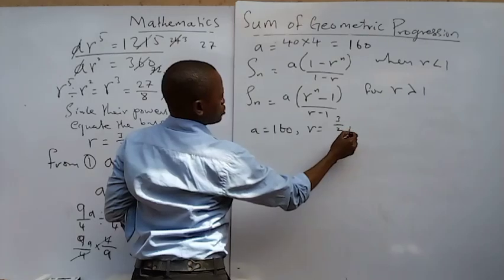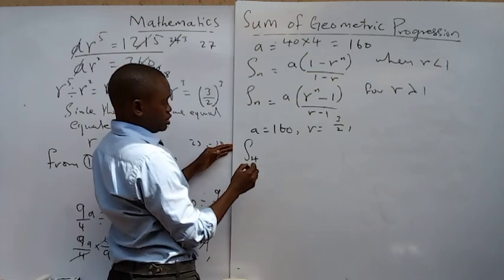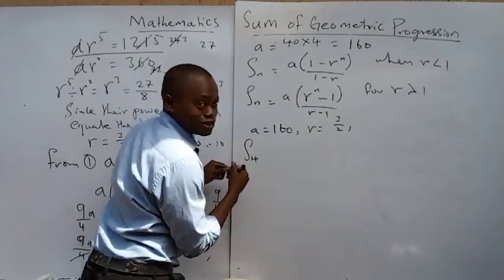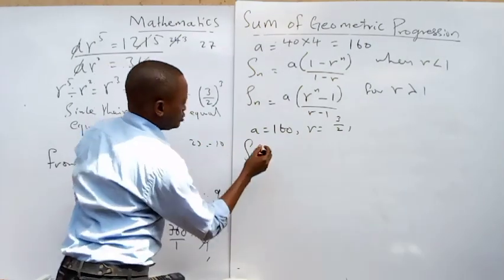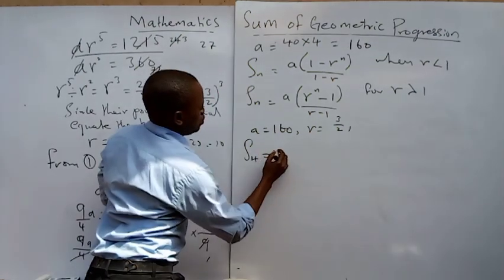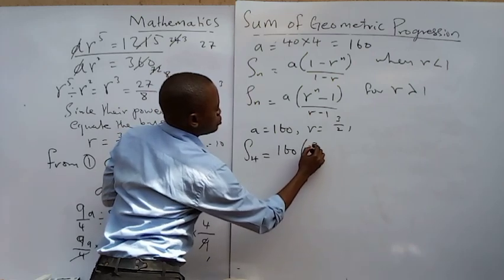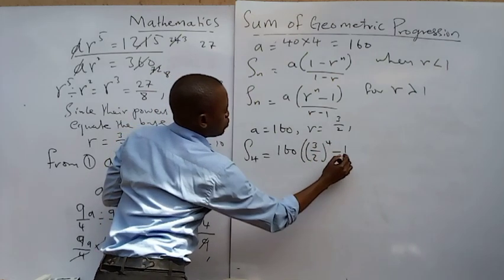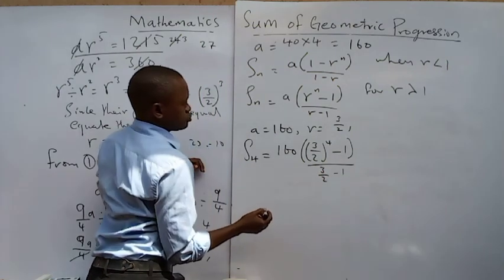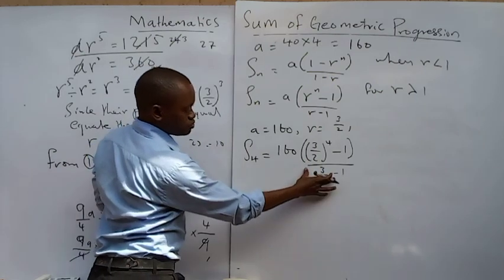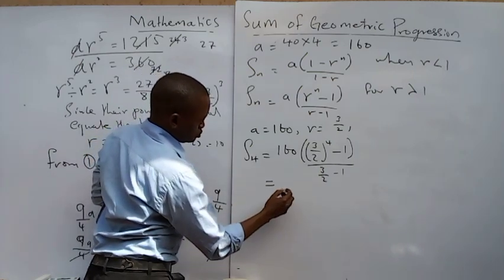And then we can make our substitution. S4, that is the sum of the first 4 terms. I'm sure that this class is not becoming boring. Please, I beg of you, stay with me. All right, S4 equals 160 bracket 3 over 2 to power 4 minus 1 all over 3 over 2 minus 1. Okay, watch how I'm going to dissolve this. I may not even necessarily need a calculator to do it.